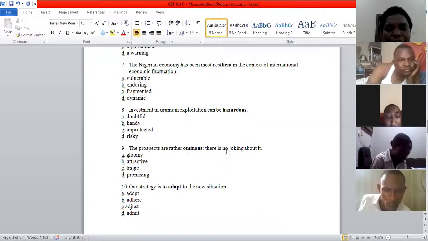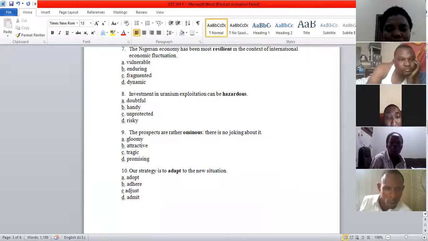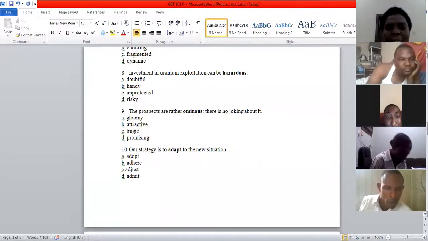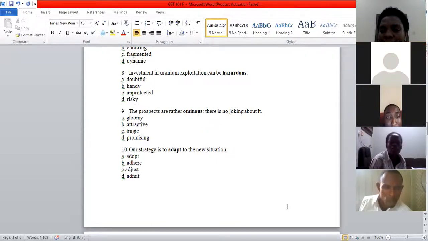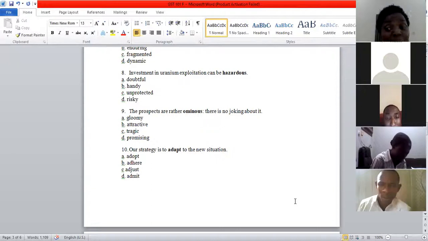Investment in uranium exploitation can be hazardous. Give me the answer. Risky. How many of us are for risky? How many are for unprotected? Risky is the answer. Unprotected looks like the answer, but in this context, it isn't.